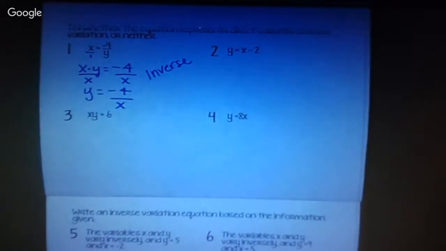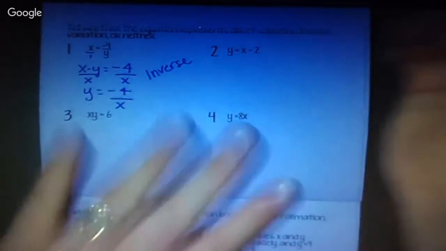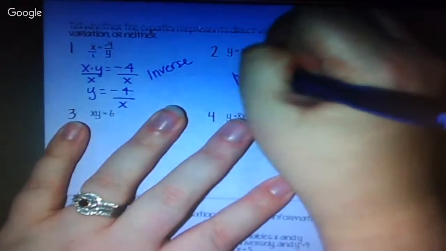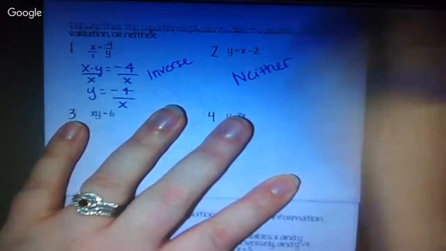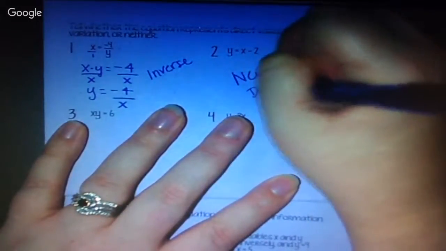Because the k value is divided by x. Okay. So if the k value is multiplied by x when it's equal to y with nothing added or subtracted, it's direct. And if it's divided, it's inverse. So you said 2 was neither because why again? There's a y-intercept that's not 0. This one doesn't go through the origin. So this one's neither. And if you need to put a reason, it doesn't go through the origin.